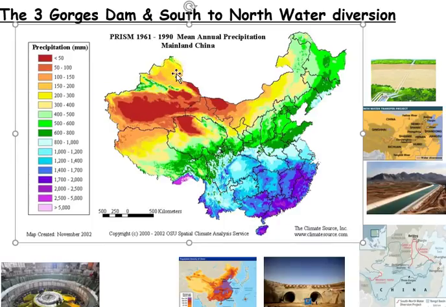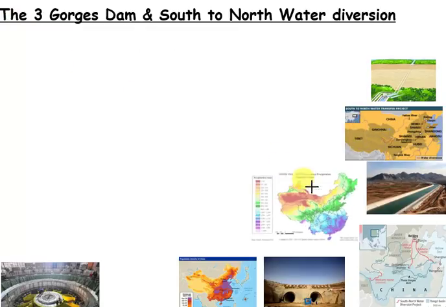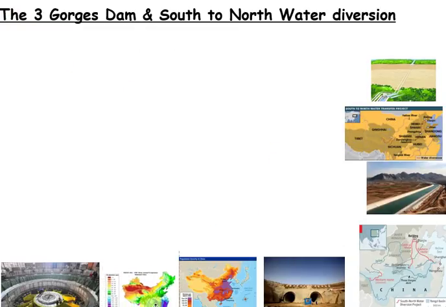And just further to the north is the Gobi Desert, which we do study a little bit when we get onto the carbon cycle. So just hold that thought. Yeah, south, a lot of rainfall. North, not much. Really contrasting pattern.